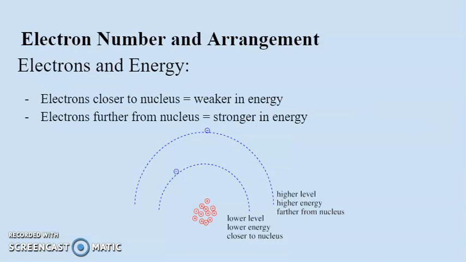And this just repeats what I just went over. It's the electrons that are closer to the nucleus that are going to be lower in energy, and the electrons that are further from the nucleus are going to be stronger in energy.